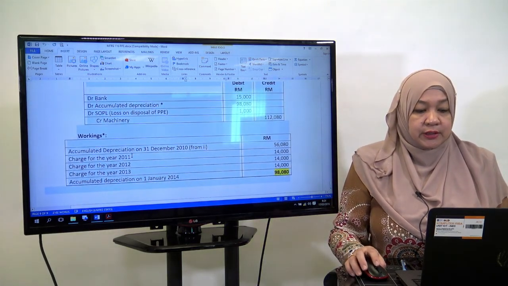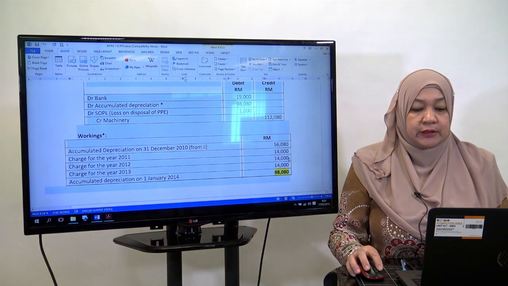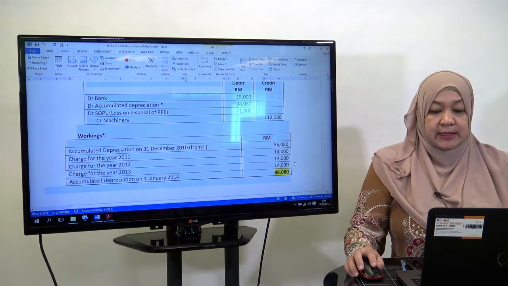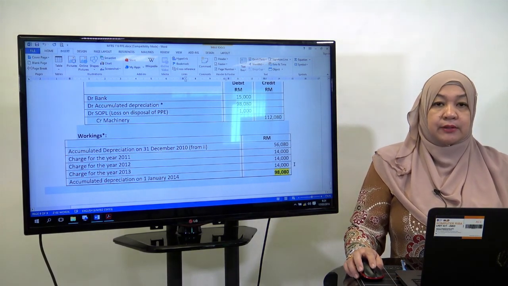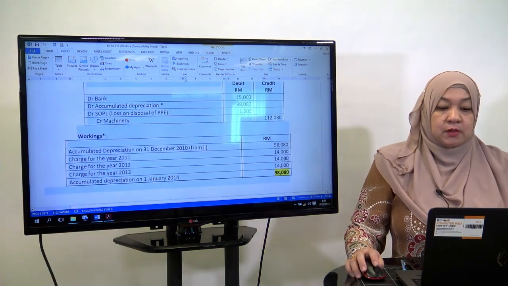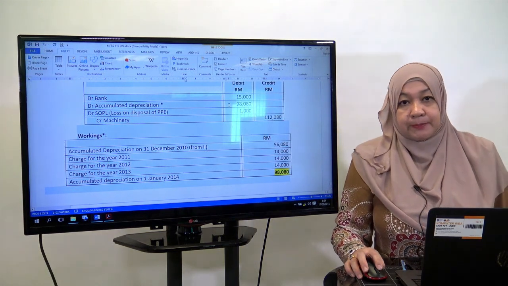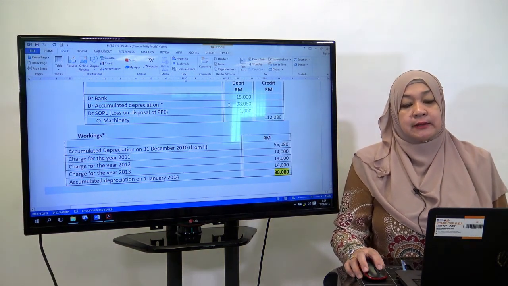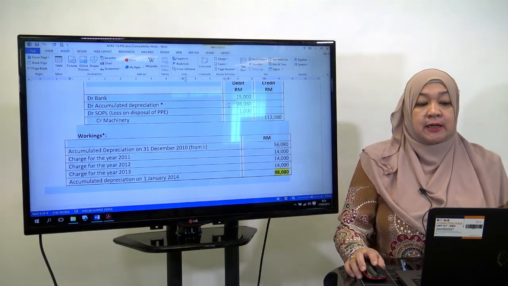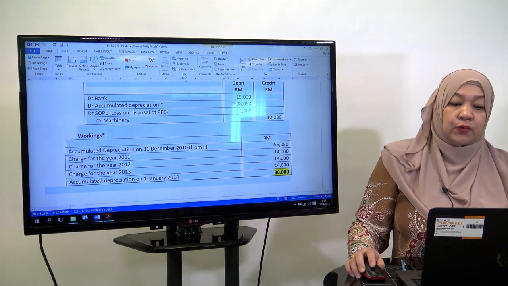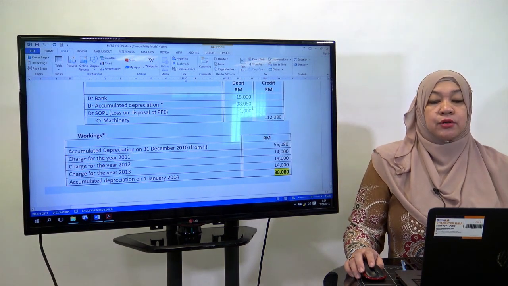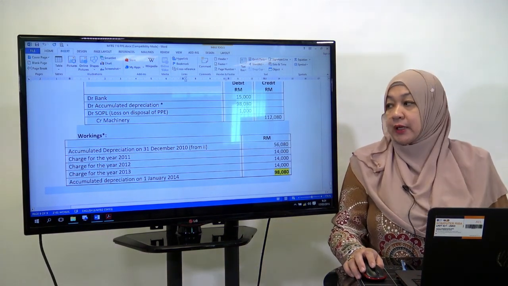Then the amount charged for the years 2011, 12 and 13, 14,000 respectively, which makes a total depreciation charge on this particular asset of 98,080. So accumulated depreciation is a contra account to non-current asset. So when we want to derecognize it, we have to debit it, right? So leaving a balance of 1,000. This is loss on disposal of PPE, so it should be charged to the statement of profit or loss.